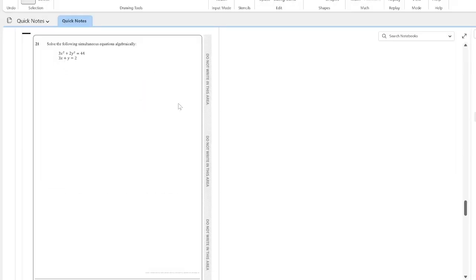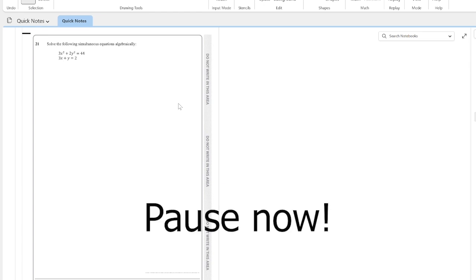Okay, on to 21. We have these simultaneous equations, but it looks kind of intimidating because the first one has x squared and y squared. So how do you think we should approach?